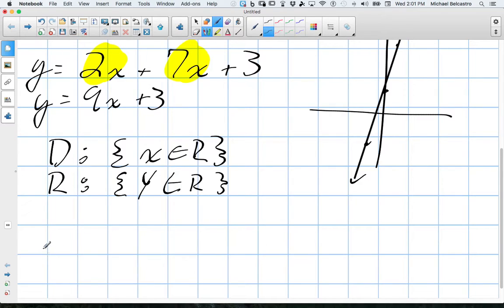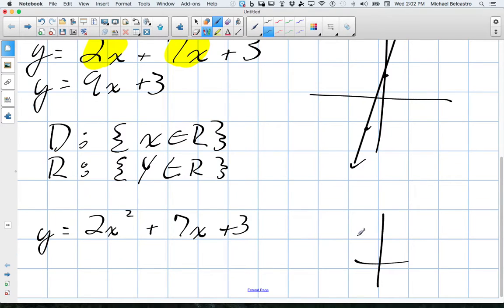But let's say that this question was actually y equals 2x squared plus 7x plus 3. Well, that's very, very different. This is now a quadratic function. So that means it has something like this, where it still has a y-intercept of 3, but we don't know which side it's on. We know it's heading upwards. This is a bit different, okay?